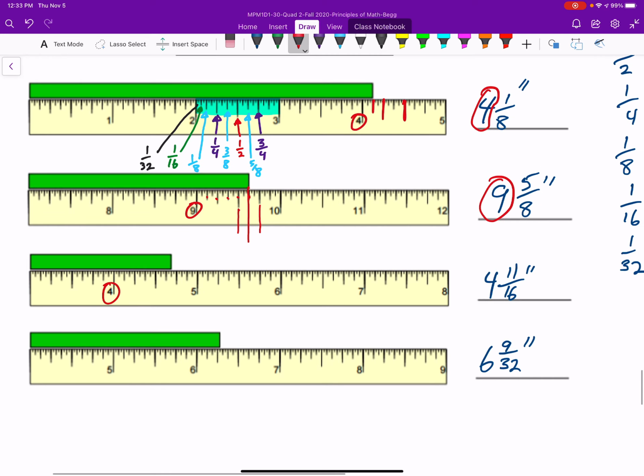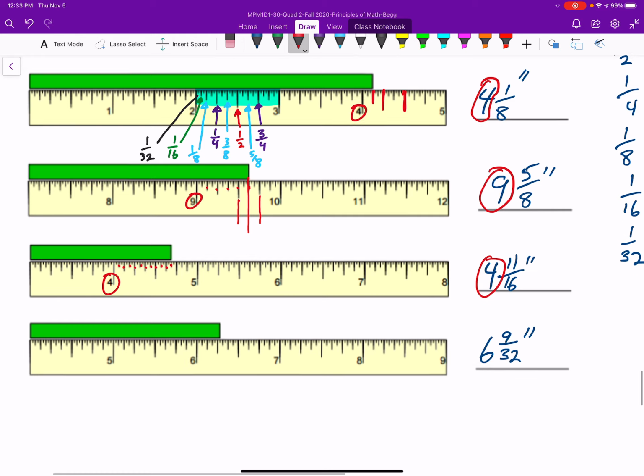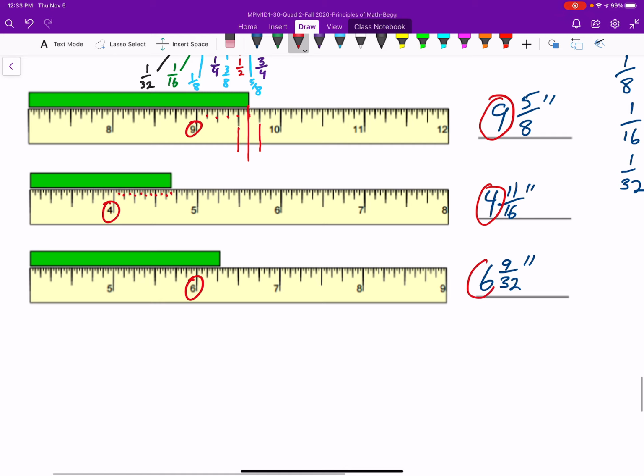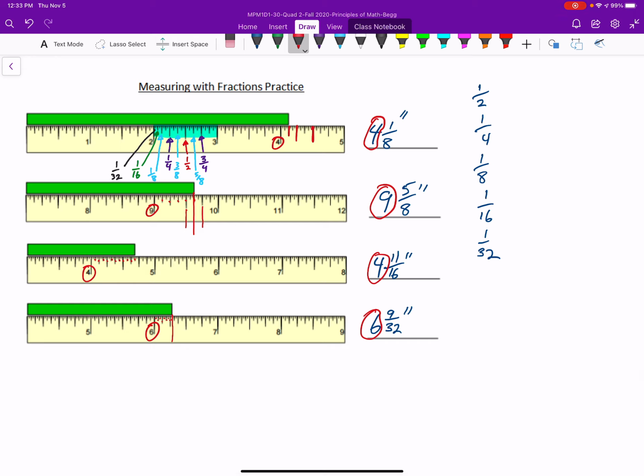The next one goes past the 4, and it goes to one of those second shortest lines, which are 16ths, and it's 1, 2, 3, 4, 5, 6, 7, 8, 9, 10, 11 of the 16ths, as you can see. The last one goes past the 6, and it goes to the very smallest line there, this very short line here, so I have to count the smallest ones: 1, 2, 3, 4, 5, 6, 7, 8, 9 of those 32nds. So that's how you can read a ruler.